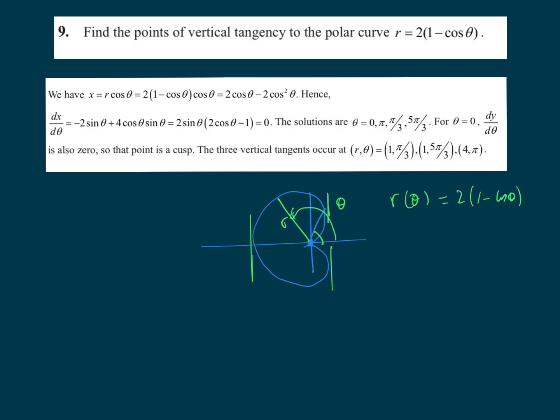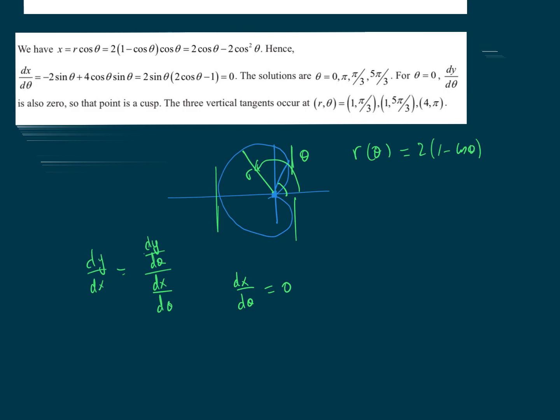Let's go find them. So the derivative of y with respect to x is the derivative of y with respect to theta divided by the derivative of x with respect to theta. We can find a vertical tangent when the derivative of x with respect to theta is 0. When theta changes and x doesn't change, we have a vertical tangent.